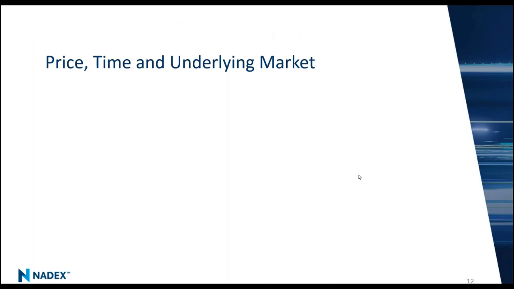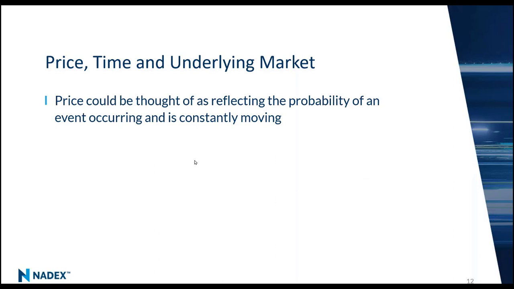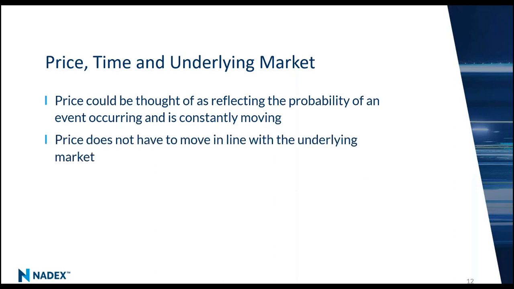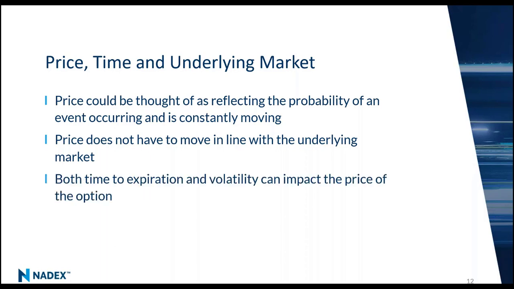Now I want to talk about how the price moves in line with moves in the market and volatility. So I'm going to quickly go through an example. I've already mentioned that the price can be thought of as the probability of an event occurring. Now the price does not have to move exactly in line with the underlying. The underlying can move up and the price can go down, and I will explain that in a second. That is because there are two very important things that can impact the price of a binary option, and that is time to expiration and volatility.